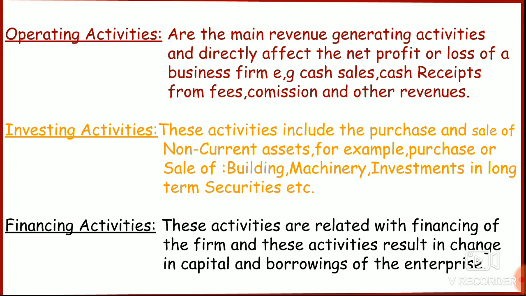Now, operating activities. Operating activities are the main revenue generating activities and directly affect the net profit or loss of a business firm. For example, cash sales, cash receipts from fees, commission, and other revenues. So, operating activities are actually the primary or the main activities of a business, and these are the activities for which the enterprise is established.